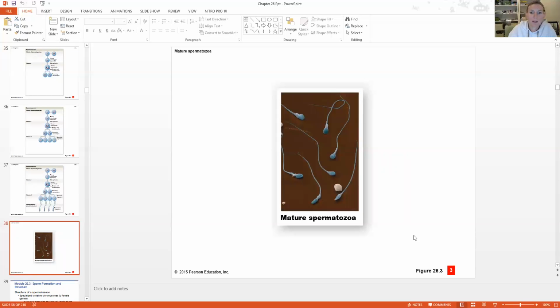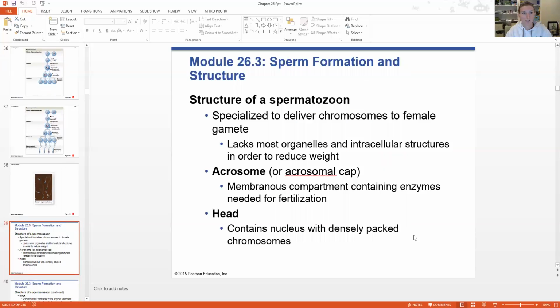This is a picture of a functional sperm. I'm sure you've seen one of these at some point in your life. So you know that a sperm doesn't look like a typical cell that we're used to seeing. There are some characteristics that make it special. They lack most of the organelles that most cells have, and they actually lack most intracellular structures as well. They want to be nice and light so they can move and swim super fast to get into the female reproductive tract. So they have something called an acrosomal cap or an acrosome. This is basically a little hat, so to speak, on the head of the sperm, and it contains enzymes that are going to help that sperm crack the egg, so to speak, and get into the egg.